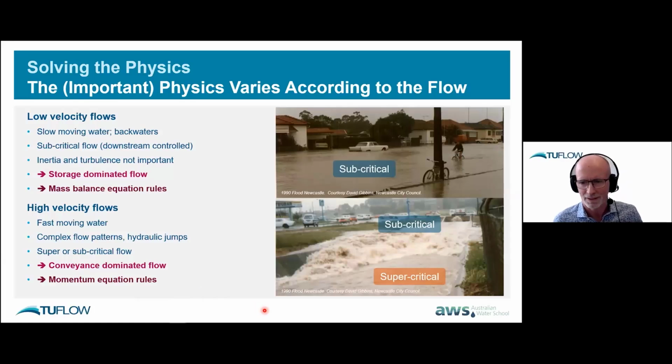So really, you could double the storage in your model in this channel and you really wouldn't see any change in results. So it's all about getting the water down that channel accurately. And so that's where the momentum equation controls things. So let's just look at that a little bit deeper.